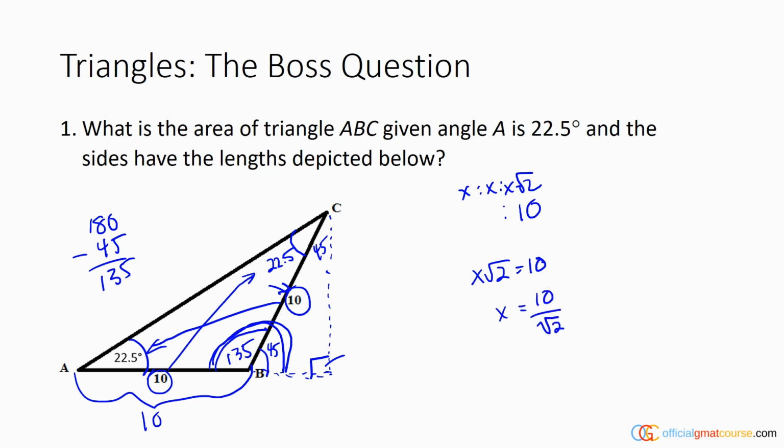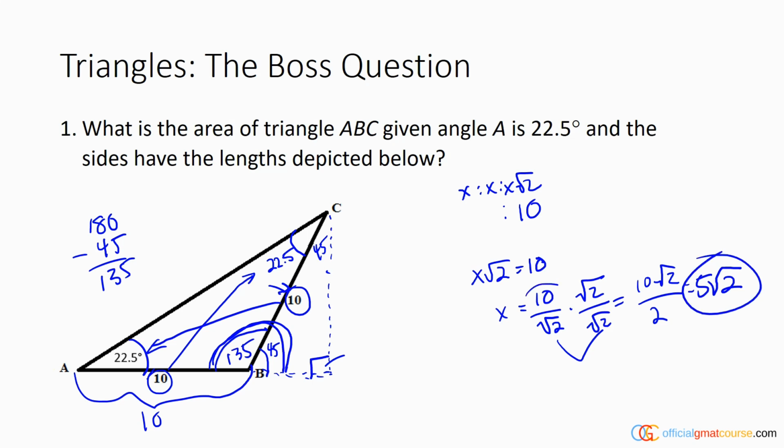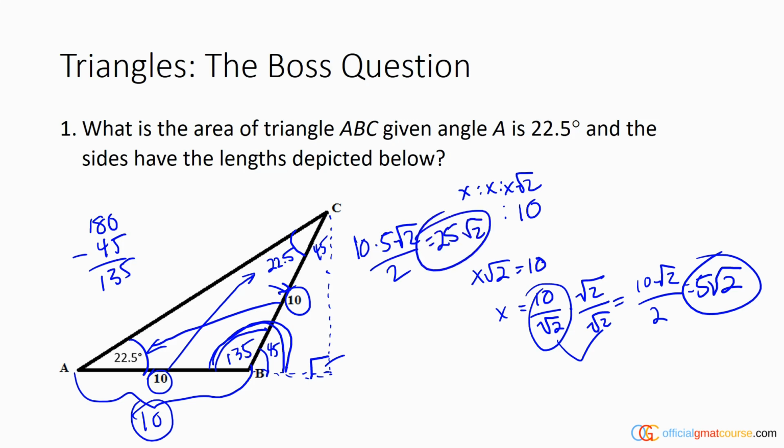And this brings us to one of my favorite tricks, and we discussed this in the arithmetic video related to multiplying by 1. If you multiply the top and bottom by root 2 here, you will cancel out the root 2 on the bottom and get 10 root 2 over 2, because these two root 2's combine to make a 2, which gives you 5 root 2. So I can think of this as 10 over root 2 or as 5 root 2. It's the same thing. And that times the base of 10 divided by 2 gives me my answer. My answer to this question is 25 root 2 is the area of this triangle.